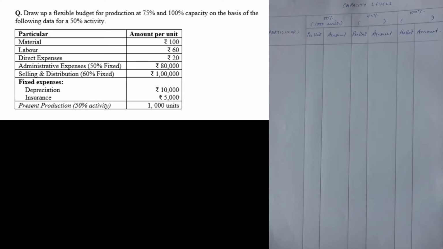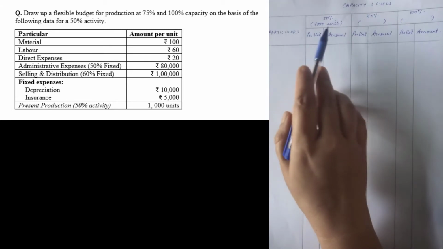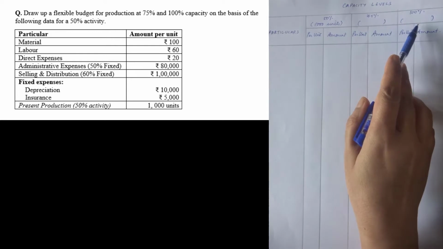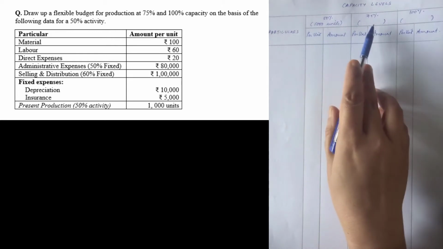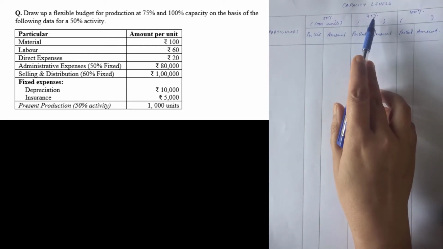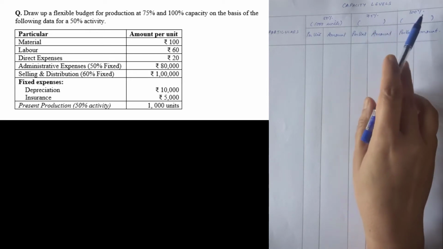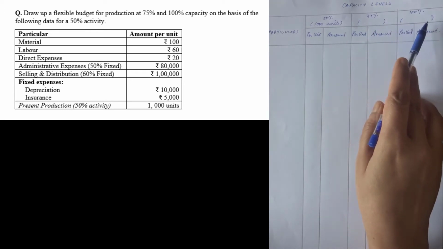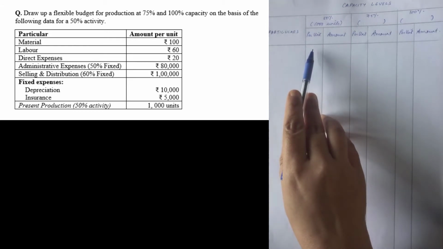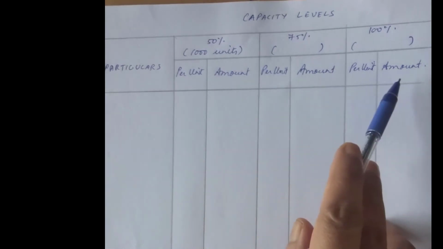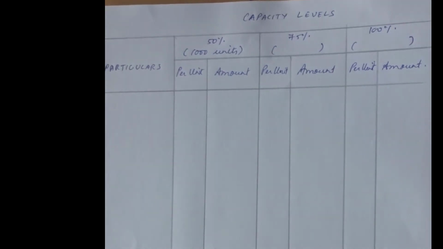Now if we see how to prepare the flexible budget, first is capacity level. We'll put up this format, that is particulars, 50%, 75% and 100%. First is 1000 units, and how much 75% capacity will be in units, and for 100% how much will be the units. We'll put up the column for per unit and amount, per unit amount, per unit amount for all the categories.